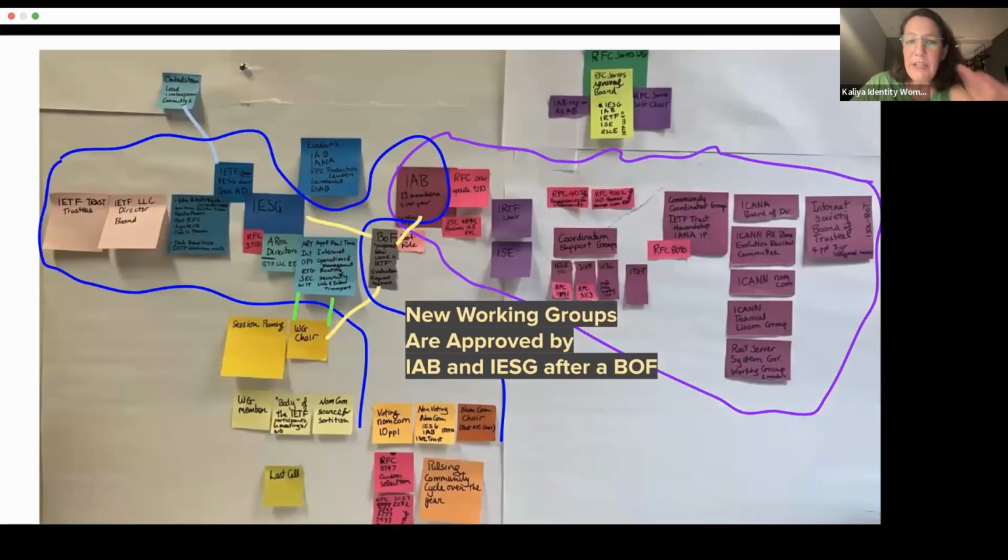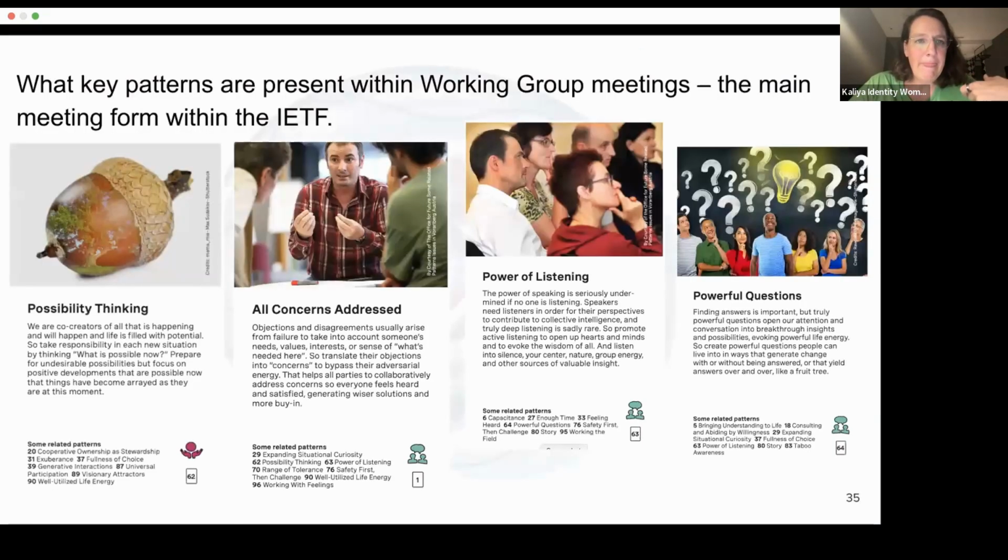New working groups come into existence after they've written a proposed charter and they have presented to the body of the IETF through the form of birds of a feather. And if it gets approved, it becomes a new working group and is put into a particular area. Key patterns that we found in the ongoing work of working groups is possibility thinking. They operate on rough consensus and running code.